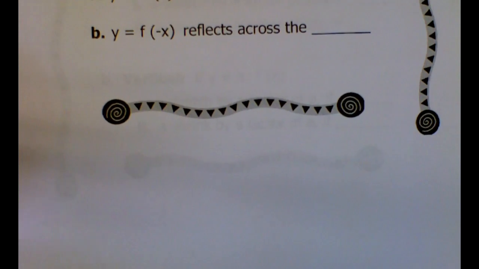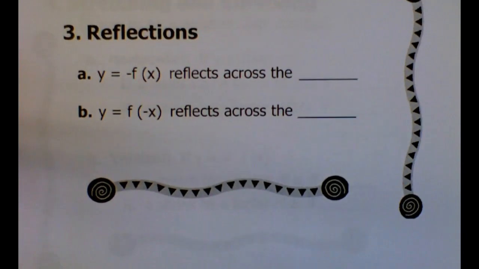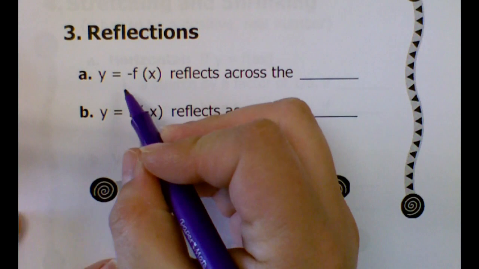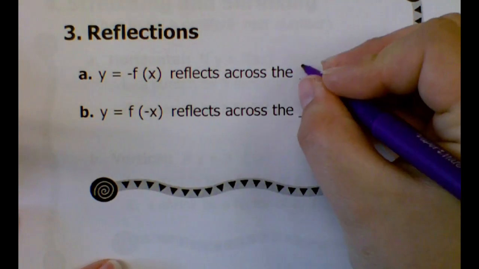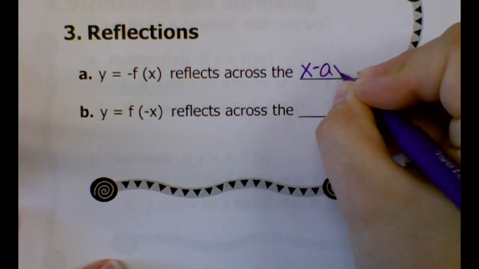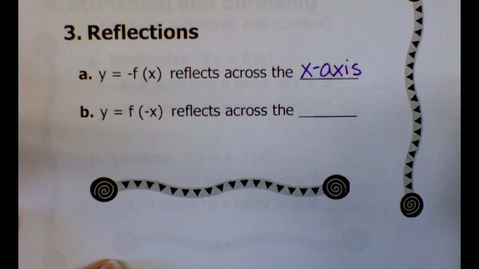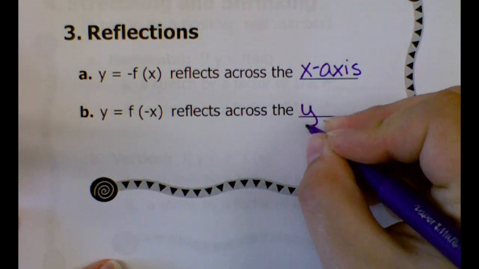Next up is reflections. There are 2 ways to reflect. You can put the negative out front of your entire function, or you can put the negative inside the function anywhere you have an x. If the negative is out front of the entire function, that reflects across the x-axis. If the negative is inside with the x, it reflects across the y-axis.